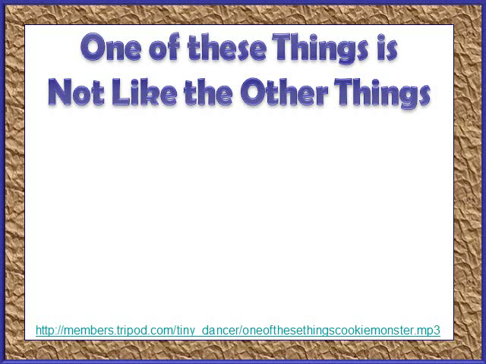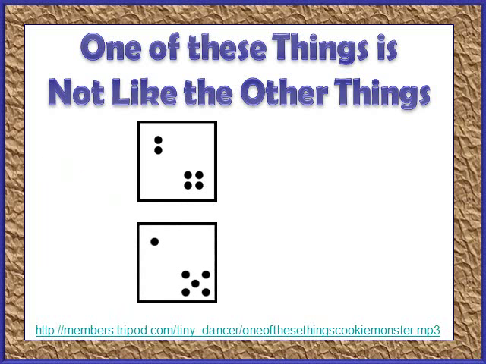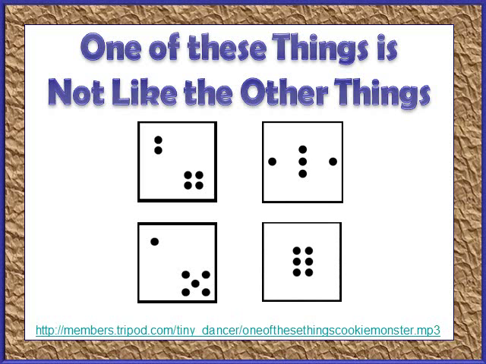Another activity that I like to do is one of these things is not like the other. I would flash 4 cards on the board or projector or Elmo, and I would have students try to figure out which one of these things is not like the other, just like that old Sesame Street song. If you are looking for that old Sesame Street song, you can go to the link below. I found Cookie Monster singing one of these things is not like the other. And then students would have to, at the end, decide that this card right here has a different quantity and it is not like the others.